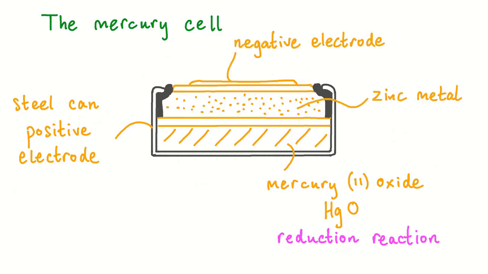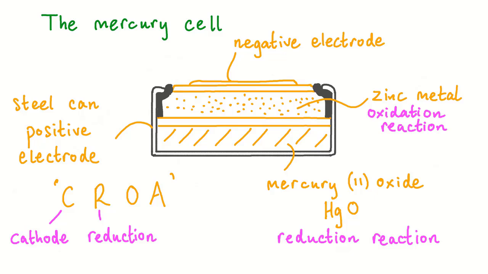The cap of this cell is in contact with zinc metal, and this forms the negative electrode of the cell. The negative electrode, or anode, in this cell is where an oxidation reaction will take place. Use the mnemonic CROA to help remember where reduction and oxidation take place. The cathode is the site of reduction, and oxidation takes place at the anode.